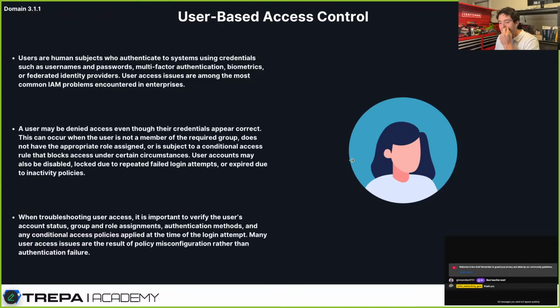So a user may be denied access even though their credentials appear correct. This can occur when the user is not a member of the required group, does not have the appropriate role assigned, or is subject to a conditional access rule that blocks access.